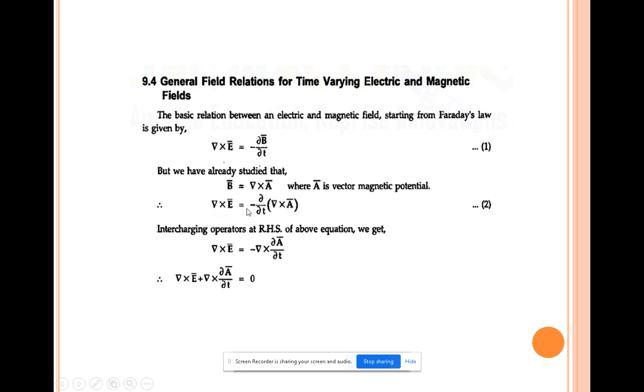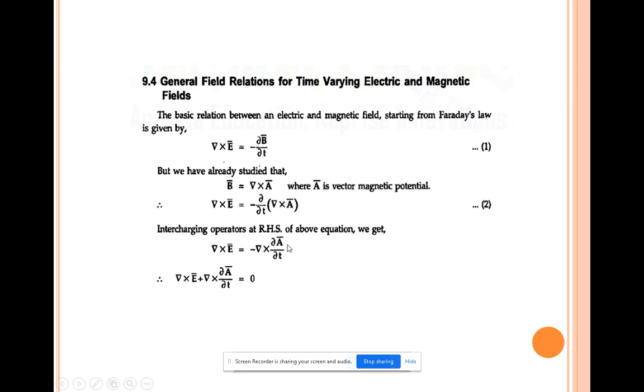So del cross E vector can be written as minus dou by dou t of B vector, which is del cross A vector. Just interchange the operators on the right hand side of the second equation. Del comes first and dou by dou t after, just interchanging. Then del cross E vector equals minus del cross dou by dou t of A vector.